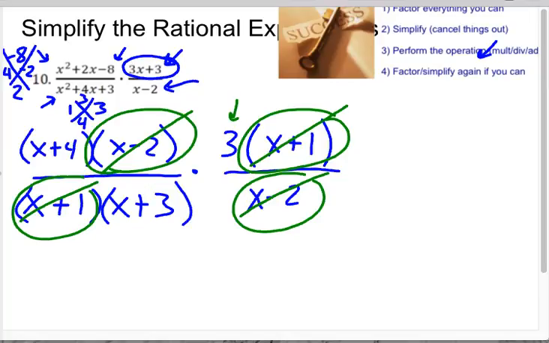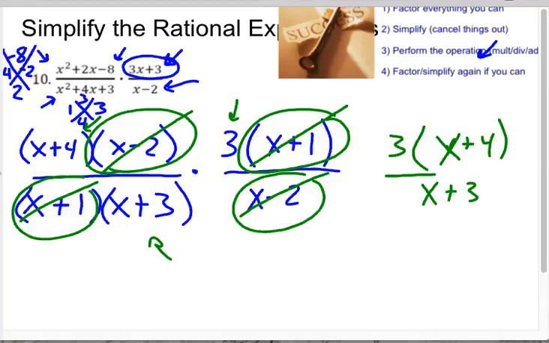I have a 3, just that number 3, one term, times this binomial over here, 2 terms, is x plus 4. That's what I have in the numerator. The only thing I have left in the denominator is an x plus 3. And that's our answer. You could simplify this and distribute the 3 through there and get 3x plus 12, but when we're multiplying and dividing these rational expressions, and even adding and subtracting them, a lot of times we'll leave your answer factored, just so you know that there's nothing that'll cancel out.